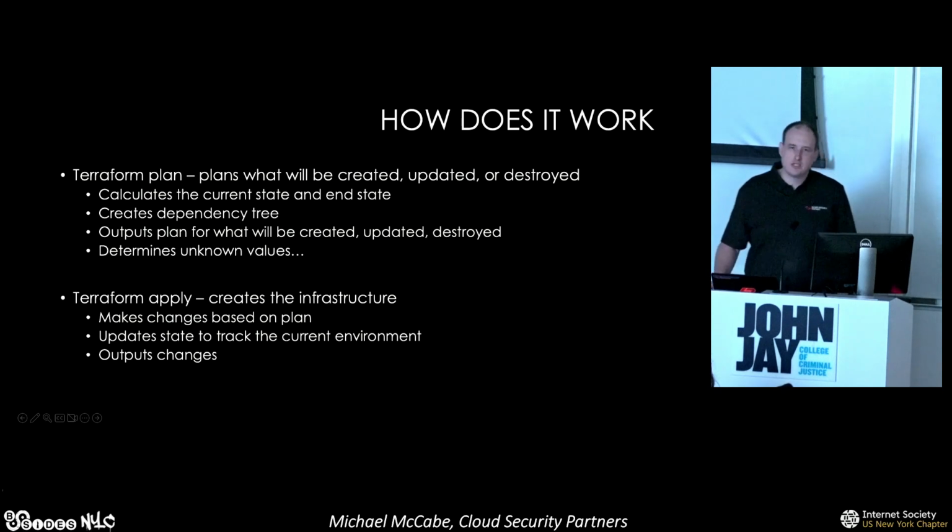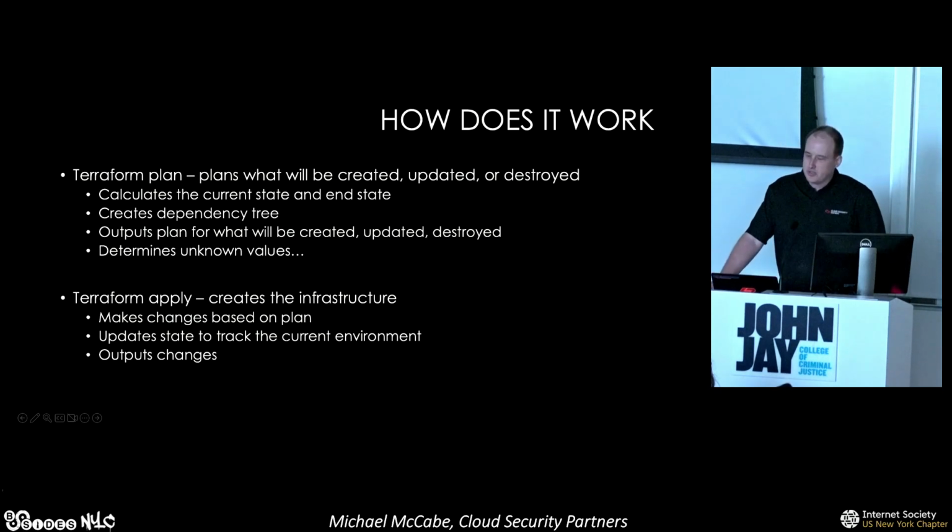Is it going to create something? Is it going to update something? Is it going to destroy something? And that's the plan piece. We haven't done anything yet, but this is what's going to happen once we do the apply. It gives you outputs for what things are going to look like after things are created. It creates a whole dependency tree to show what has to be created before something else has to be created. Determines unknown values, which we'll get into because that's important from a security perspective.